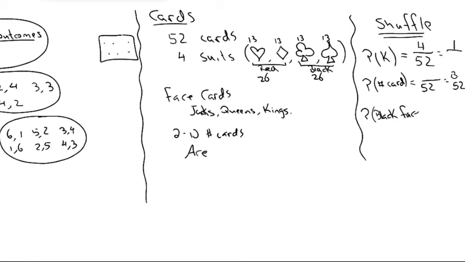What is the probability of selecting a black face card? Start with face cards. How many face cards are there? You're throwing numbers up there. There are 12, because there are 3 face cards per suit, and there are 4 suits. That's a total of 12.